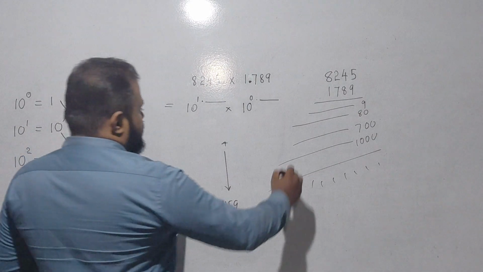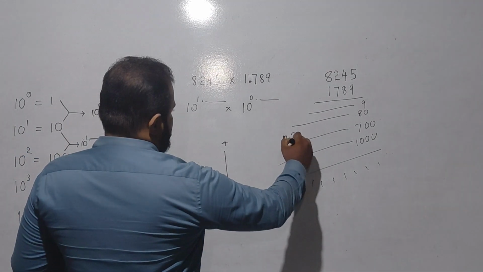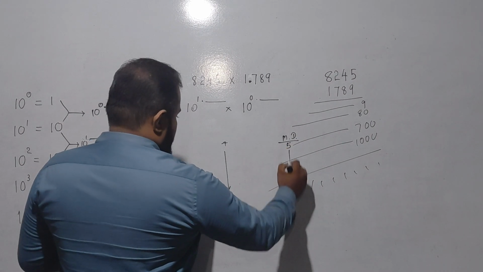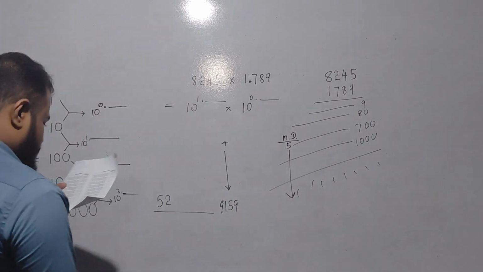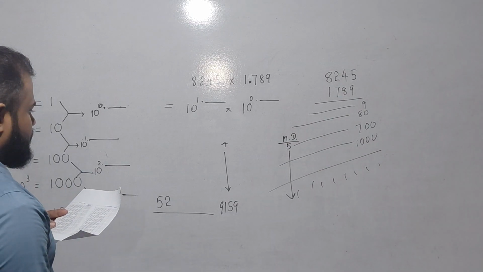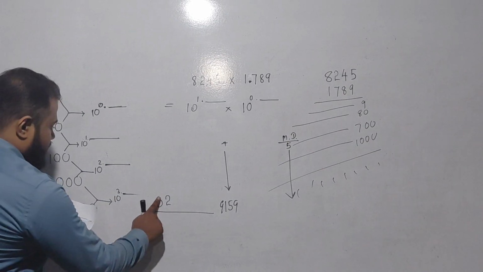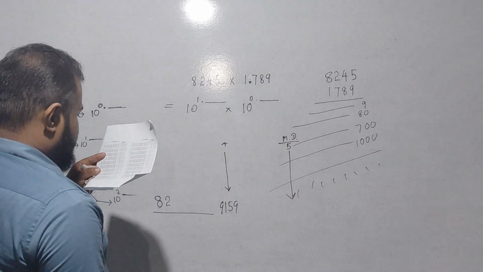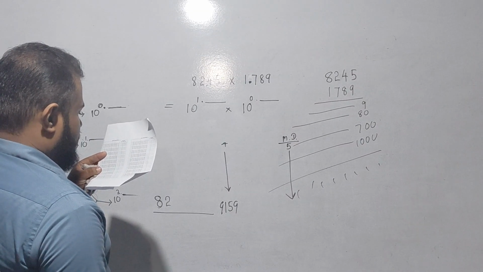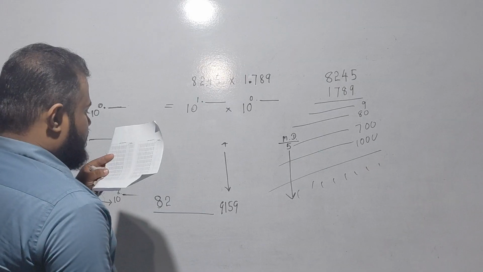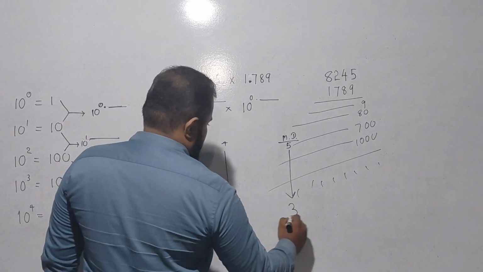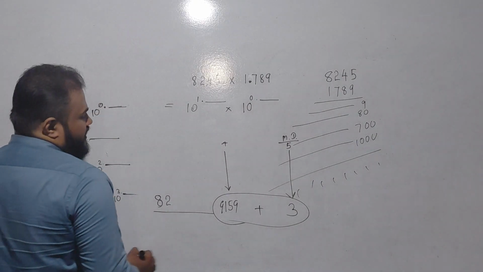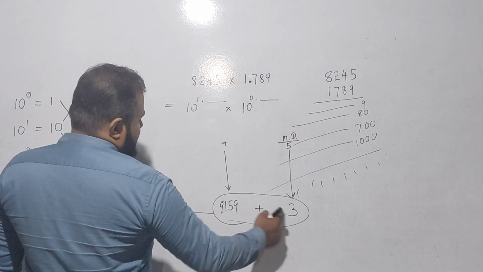How to find the value of 5? Go to mean difference. Under that 5 there is 3. Now add the value and take the total magnitude. Total magnitude is 9159 plus 3, 9162.